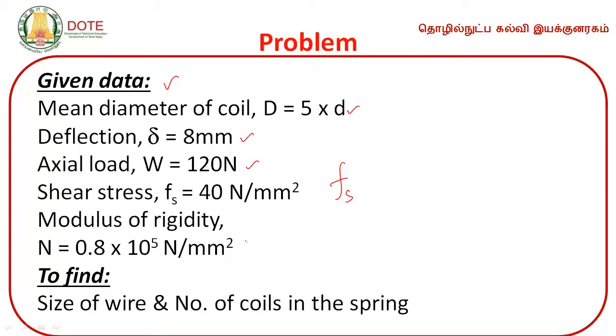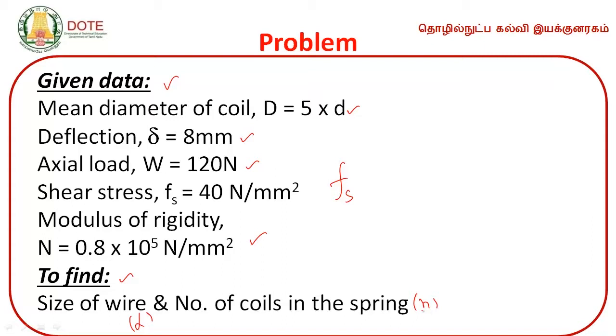Then modulus of rigidity for the spring material n is 0.8 into 10 to the power 5 Newton per mm square. ஓகேங்களா? ரைட். நம்ம என்ன பண்ணணும்? To find, எழுதணும் அடுத்து. What to find? Size of the wire. First we have to find the diameter of the wire. The number of coils in the spring n. இது ரெண்டும் நம்ம கண்டுபிடிக்கணும். ஓகேங்களா?